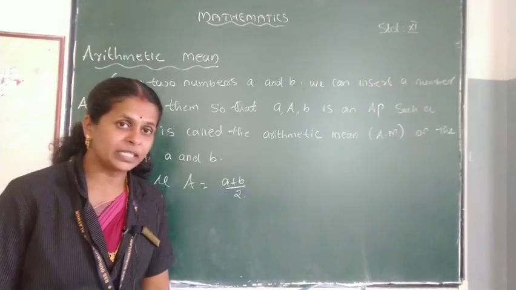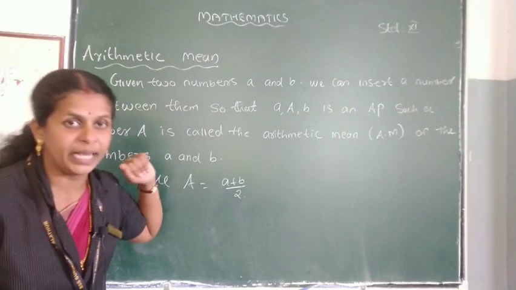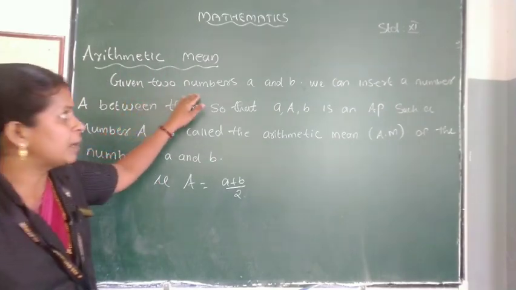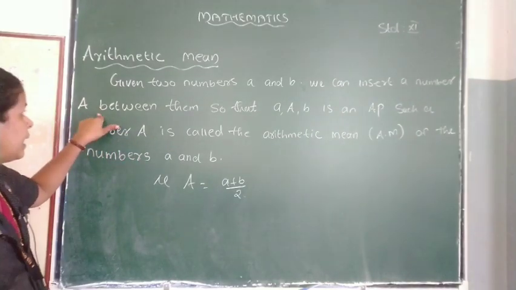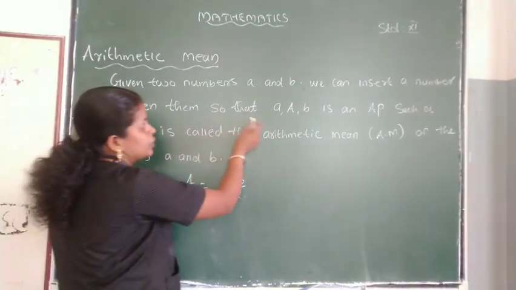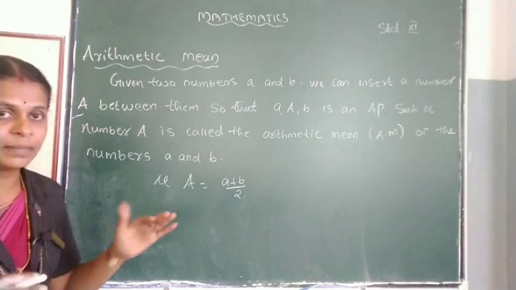Clear? Next topic is arithmetic mean. Given two numbers A and B, we can insert a number A between A and B. Between them, that means A and B.